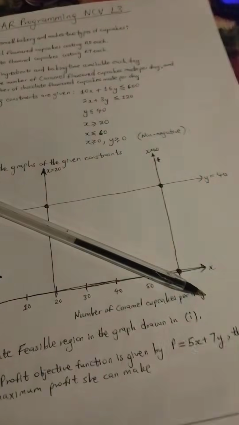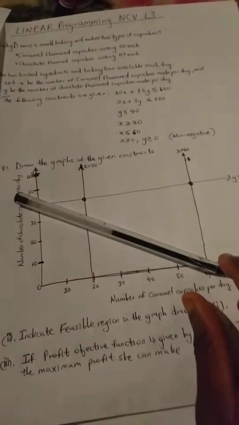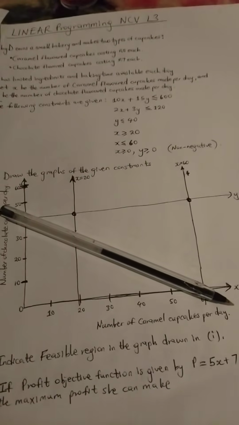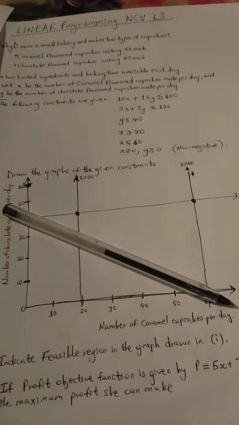That's how you draw the graph. Just place your ruler like this, and then just draw. On your grid paper, it's going to be as accurate as it can be. So you just have to draw.